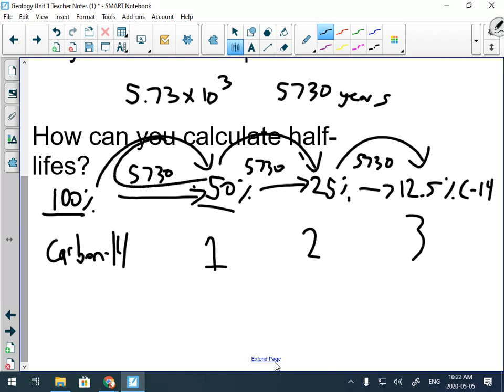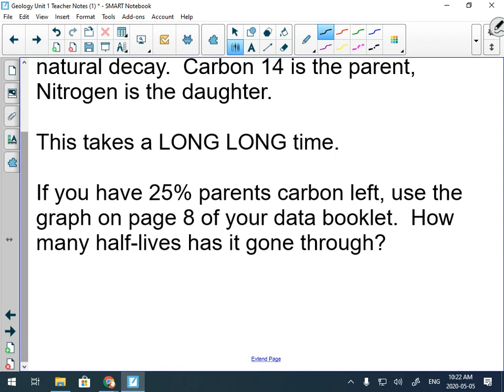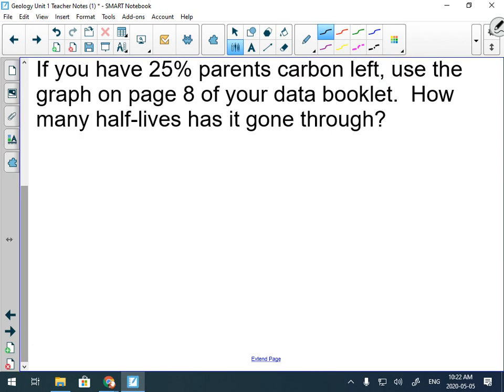So guess what? If you add these all up, or you multiply them by the half-life, we can figure out how old stuff is. Okay. So that's what is going on. This takes a long time for carbon-14 to turn into nitrogen-14. This is the idea, right? So what we're going to talk about is how do we actually calculate this in a couple examples.